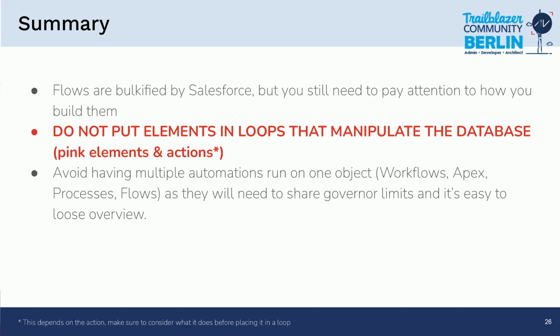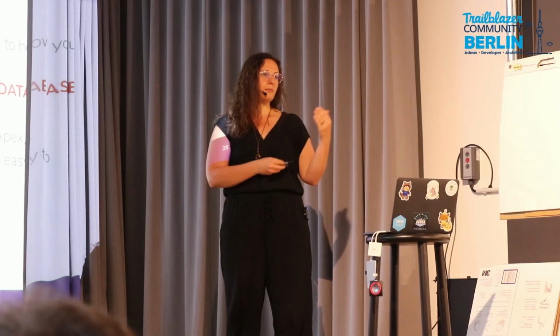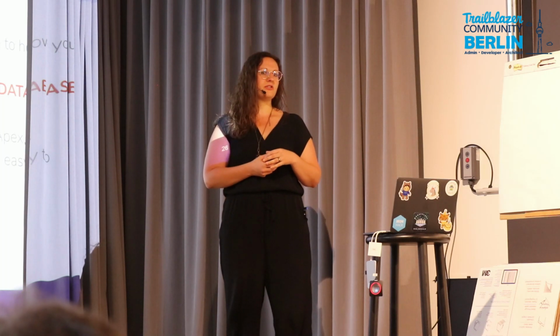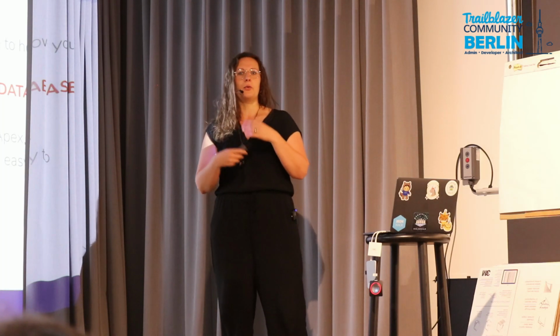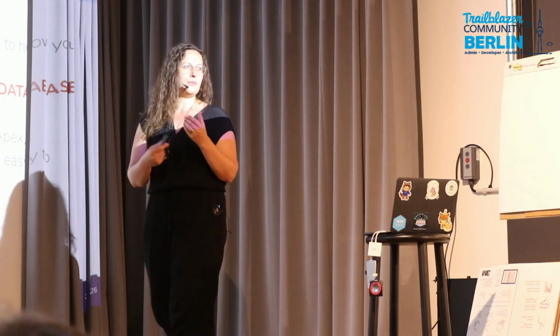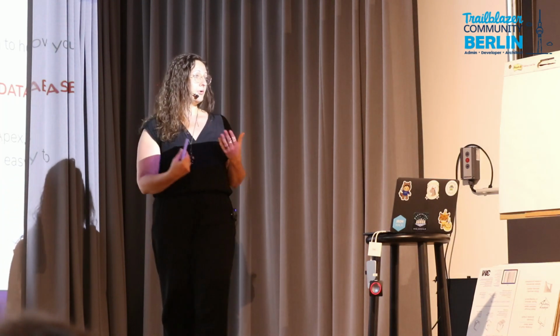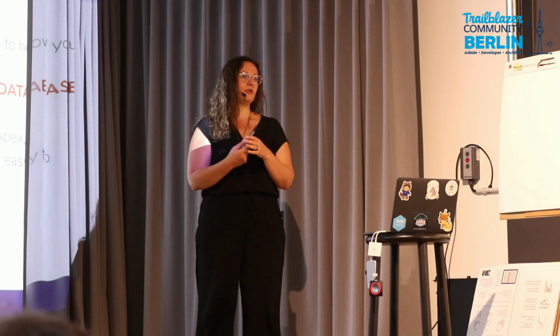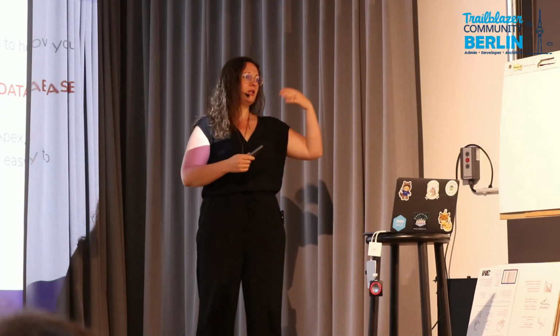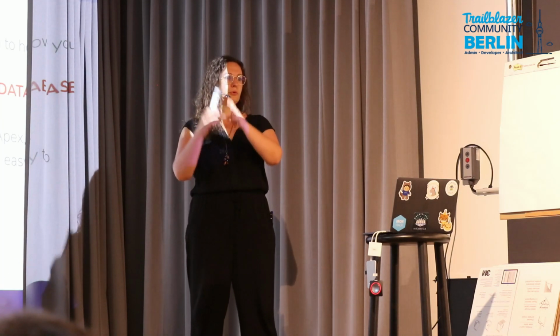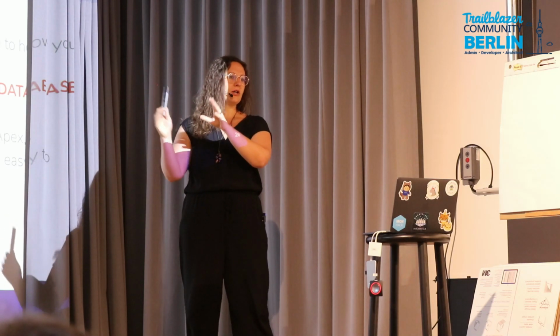Avoid having multiple automations run on one object. Now, this might actually be a great prompt for one of the breakout discussions. I heard Victor say earlier, like when to go with which automation tool. I personally think that on one object, you should only have one of them. So you should either go for flows or put everything in a trigger.